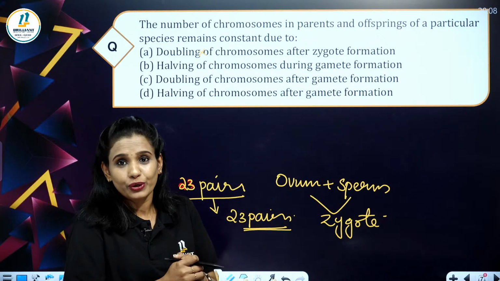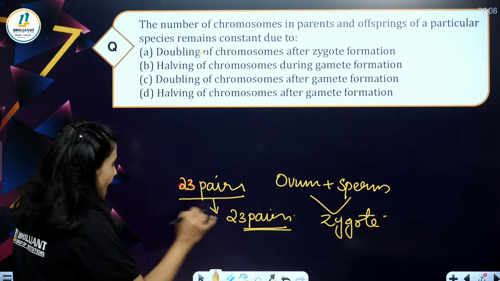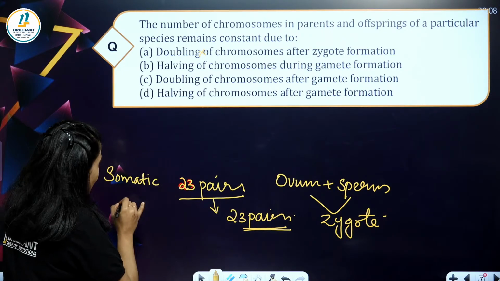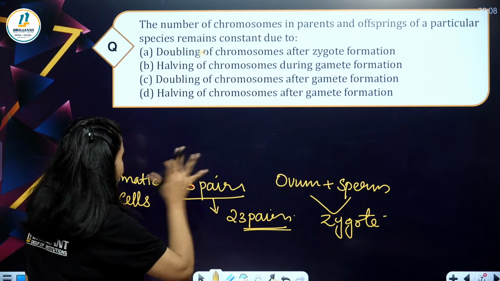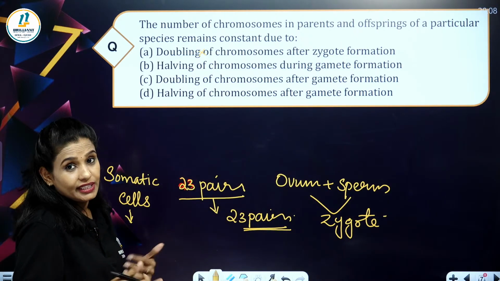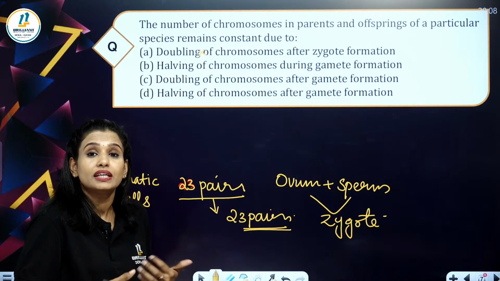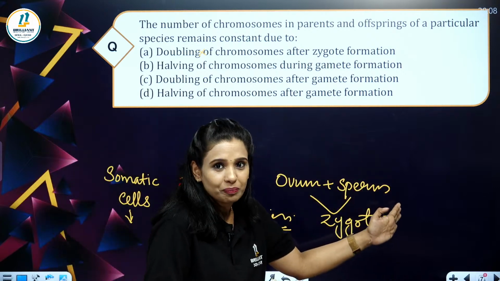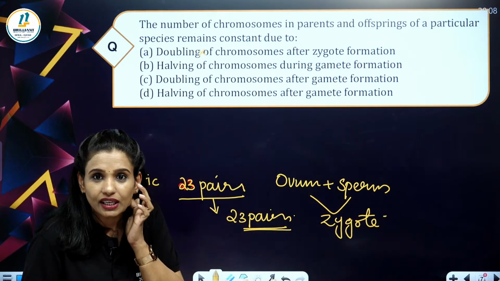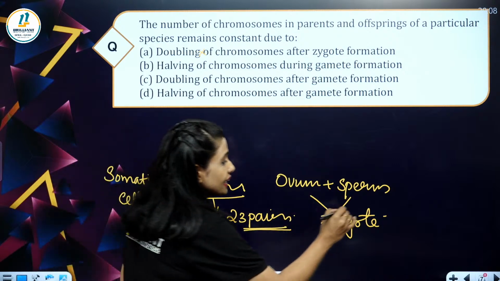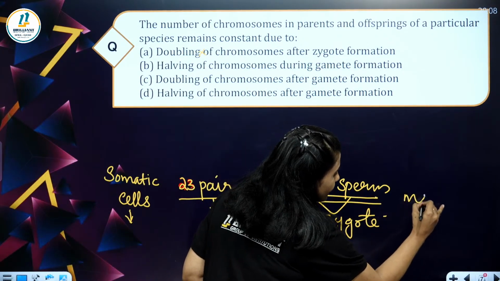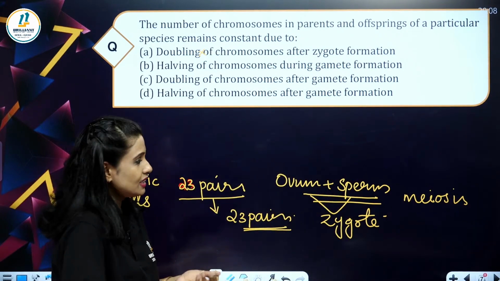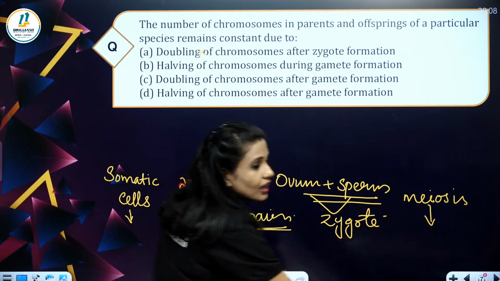See, all of you know that in our somatic cells, that means other than sperm and ovum, the division happening is mitotic division. But in ovum and sperm, what kind of division is happening? It is meiotic division. Meiosis. During meiosis, what will happen?